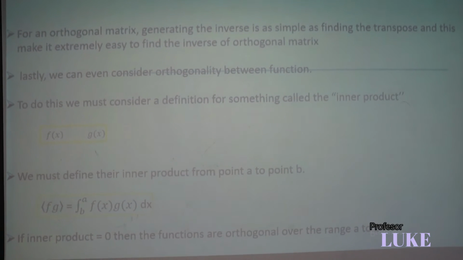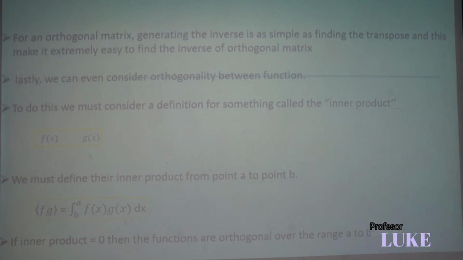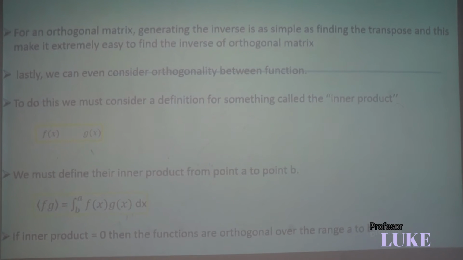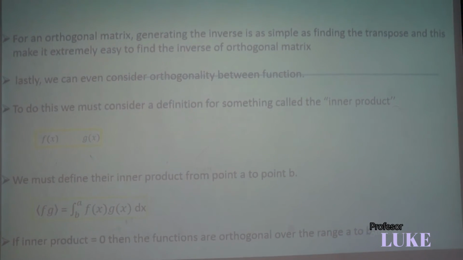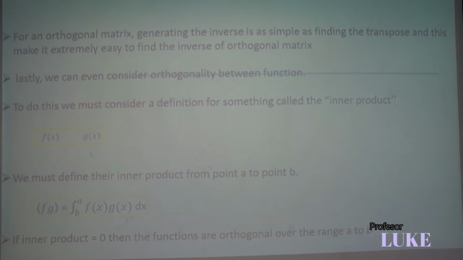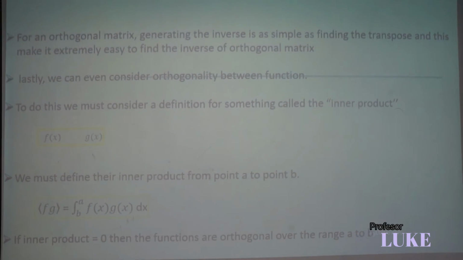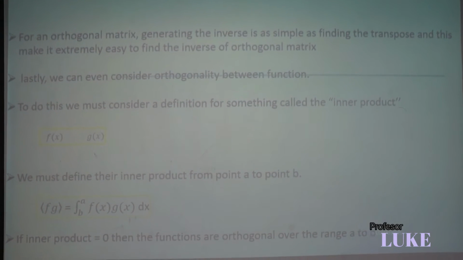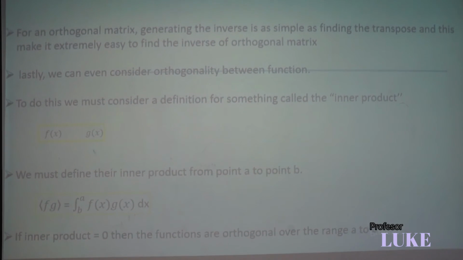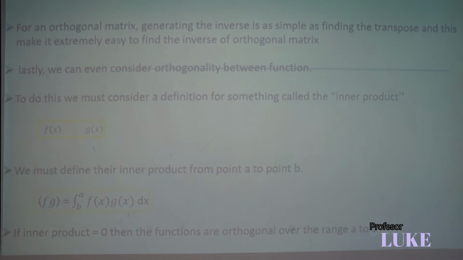The next part is that we can even consider orthogonality between functions. To do this, we must consider a definition for something we call the inner product. On the slide, we have f(x) and g(x). We must define their inner product from point A to point B. If the inner product equals 0, then the functions are orthogonal over the range A to B.